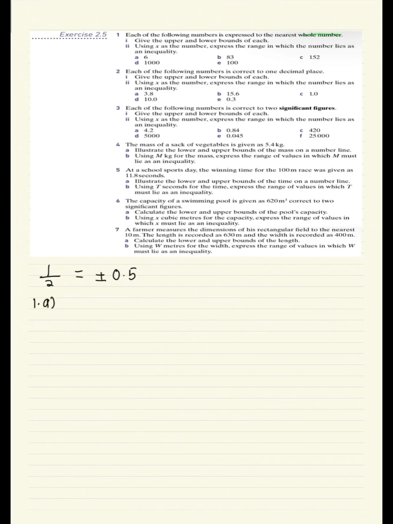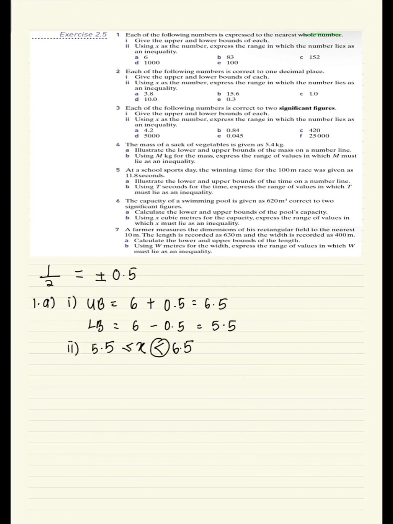Let's look at question 1a, 6. So to find the upper bound, I'm going to take 6 plus 0.5, which would give me 6.5. And in order to find the lower bound, I'm going to take 6 minus 0.5, which would give me 5.5. Now, using x as the number, I'm going to express the range in which the number lies as an inequality. So, x will be more than or equivalent to 5.5 and less than 6.5.